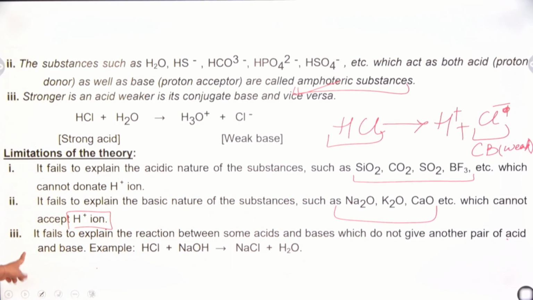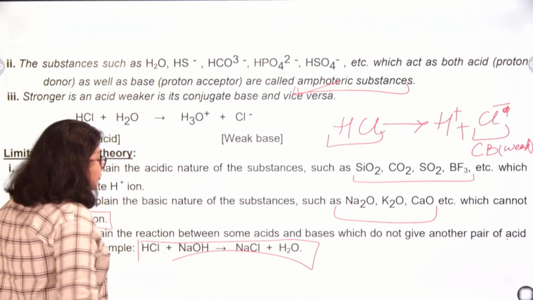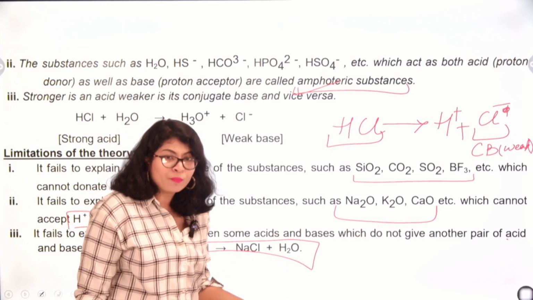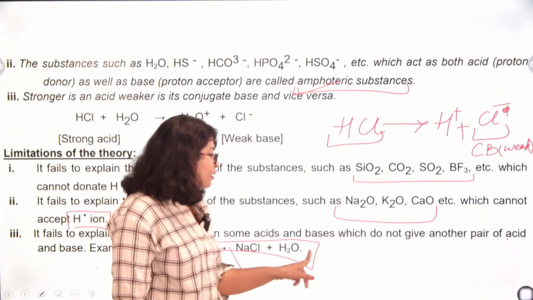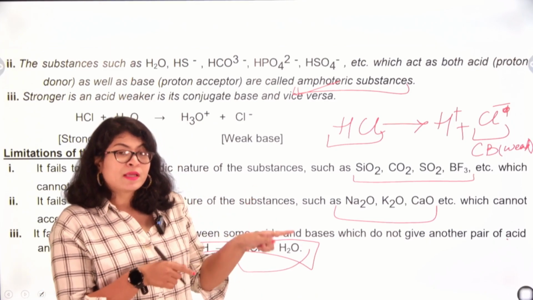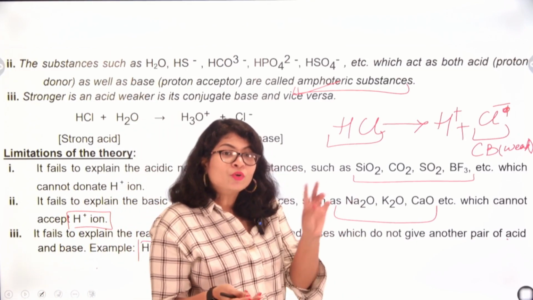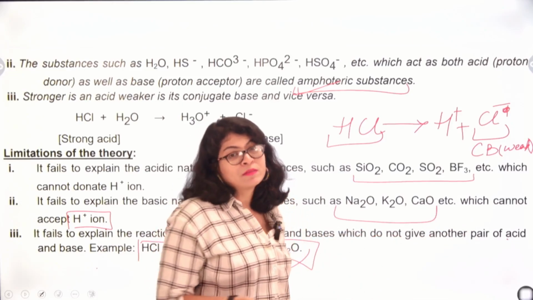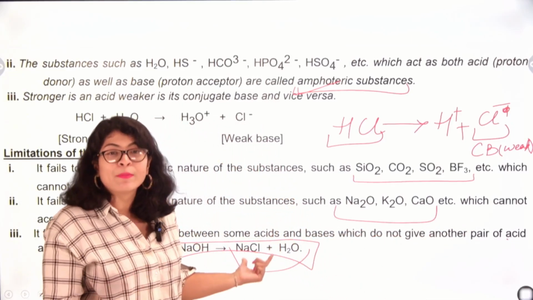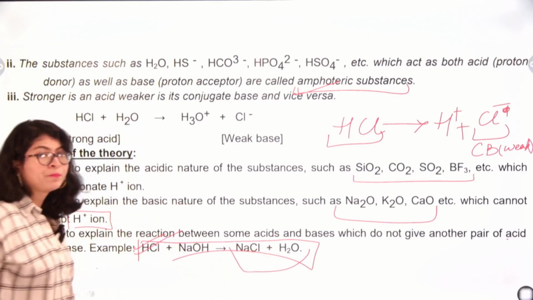Now again, it fails to explain the reaction between some acids and bases which do not give another pair of acid and base. For example, HCl and NaOH react with each other to give NaCl and H2O. Here it is not giving another pair of acid and base, it is a pair of salt and water. As per Bronsted-Lowry, an acid and base react with each other to give another pair of acid and base. But in this case, it is not happening. So it was not able to explain this neutralization concept here.